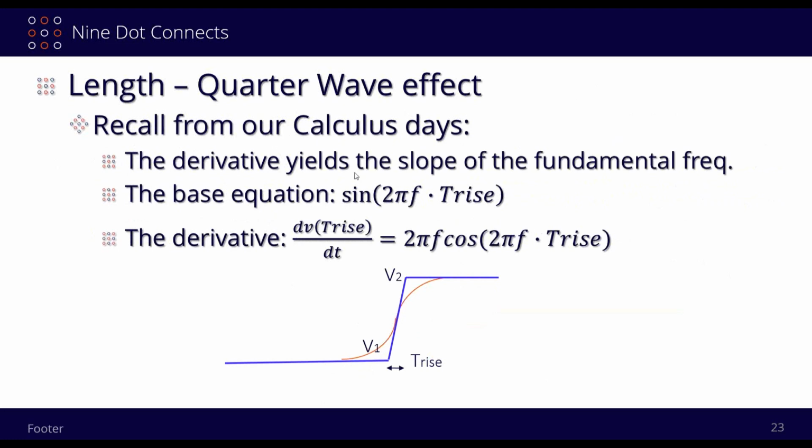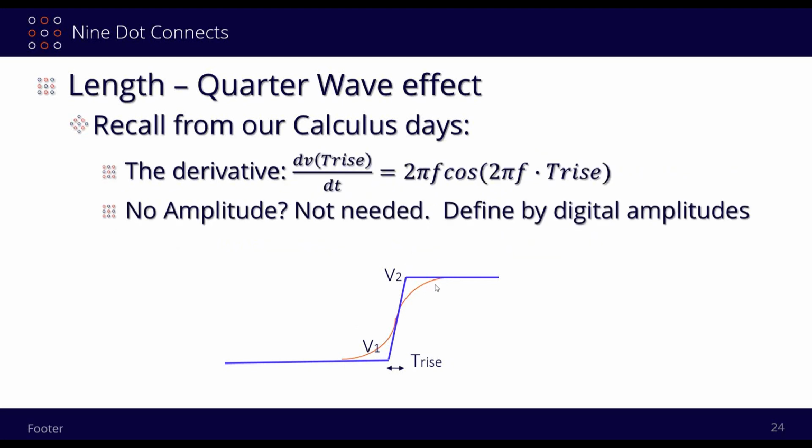Okay. So we have a base equation here. It's a sine wave. Again, we're trying to model the sine wave from low to high. And when we take the derivative of that, it comes out to 2 pi f cosine, and so on and so forth. So we take this derivative. What are we going to do with this derivative? Just a side note before we go: you may say, well, where's the amplitude?